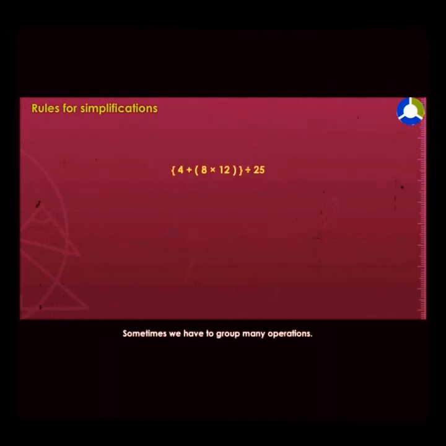Sometimes we have to group many operations. We need to use more than one bracket. Here too, we follow an order: line bracket, round brackets, curly brackets and square brackets. The line bracket is not often used. The most commonly used bracket is the round bracket.